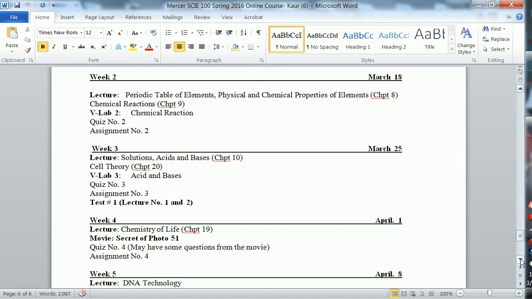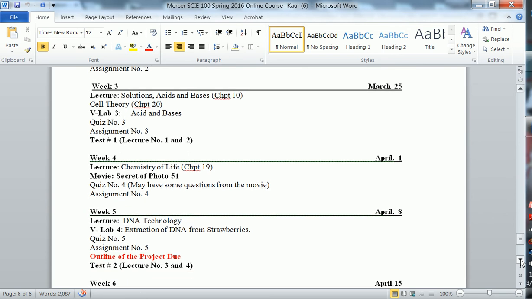Moving towards week 3, which is again a chemistry week, but we will also be doing some biology. In week 3 we will be talking about solutions, acids and bases, which is from chapter 10 from the book, and virtual lab number 3 is also on acids and bases. From the biology part, we are going to talk about cell theory, which is chapter 20 from the book. In this chapter we are going to discuss animal and plant cells. We are also going to take a tour of the cell and see what is inside the cell, and we will also be discussing how the cells divide. Same thing with the assignment, the quiz and the virtual lab worksheets. You have 1 week.